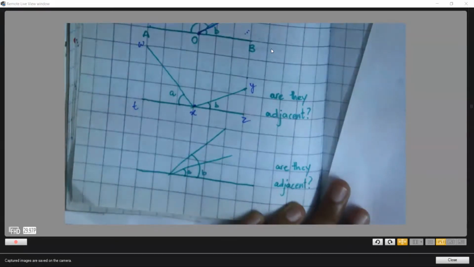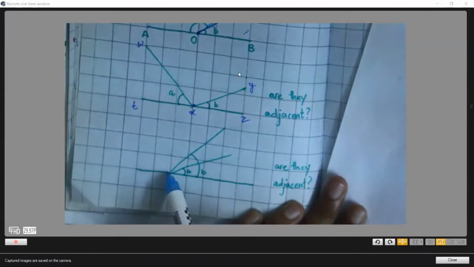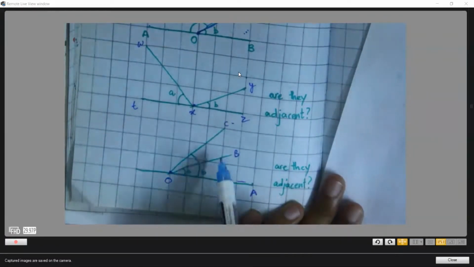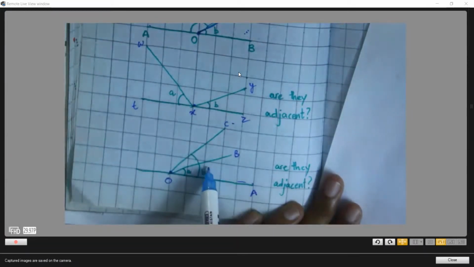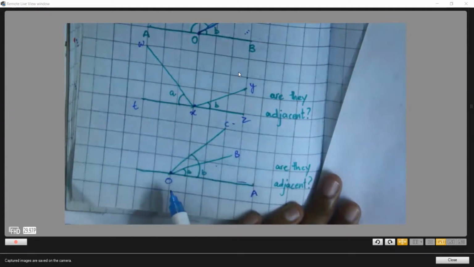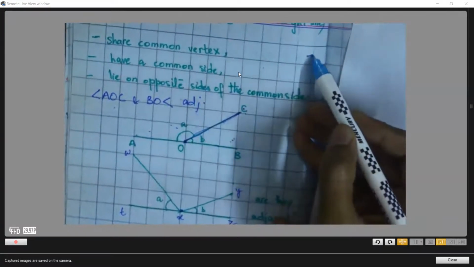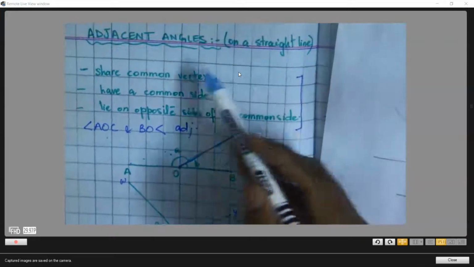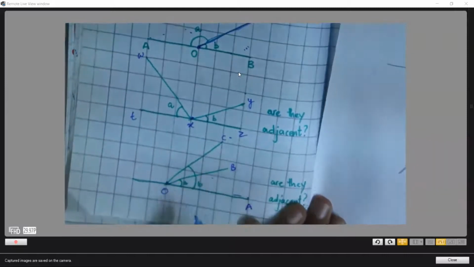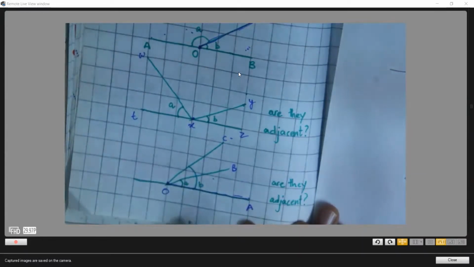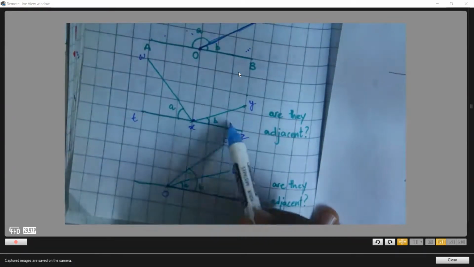Okay, what about these 2 angles? Are they adjacent? So they are sharing the same vertex, but are they sharing the same arm? Yes, this arm is the same. Let me label them O, A, B, C. So OA arm is common to both these angles, but are they lying on the opposite sides of the common arm? No, they are on the same side of the common arm. The angles have to fulfill all these 3 conditions to be called adjacent angles. So because they are on the same side of the common arm, they are also not adjacent. Okay, these are examples of angles which are not adjacent.